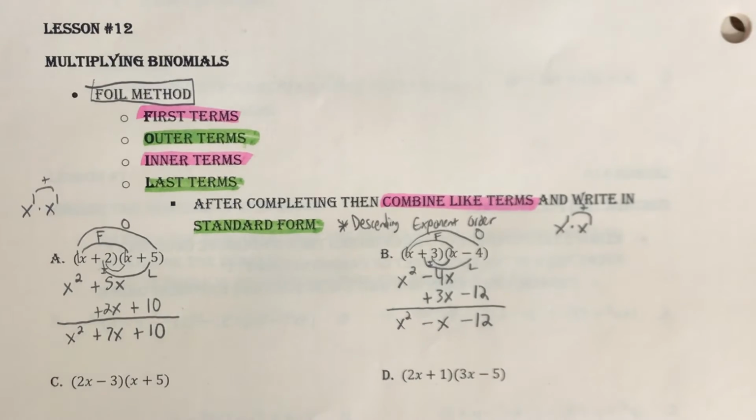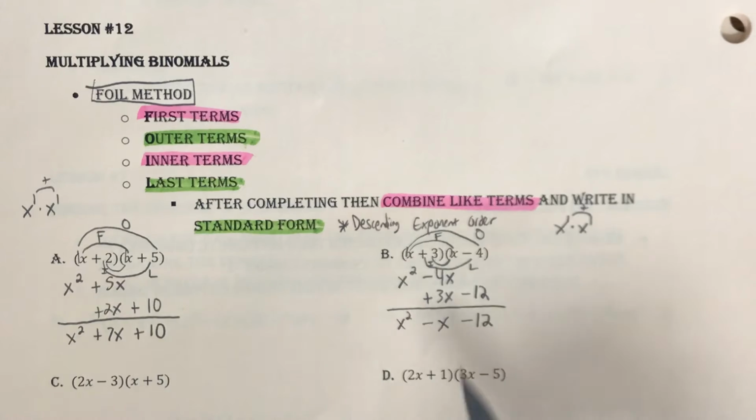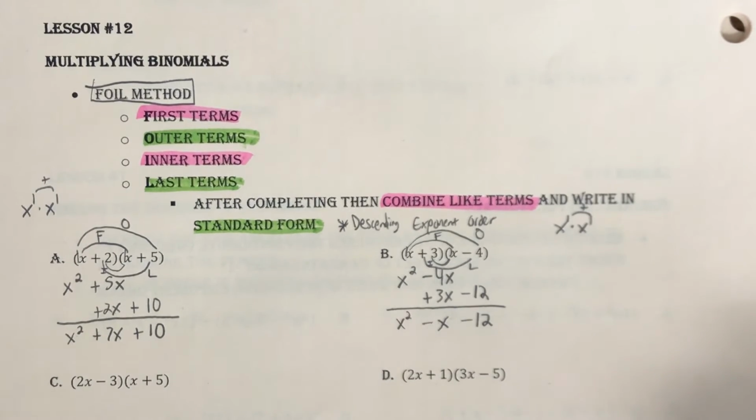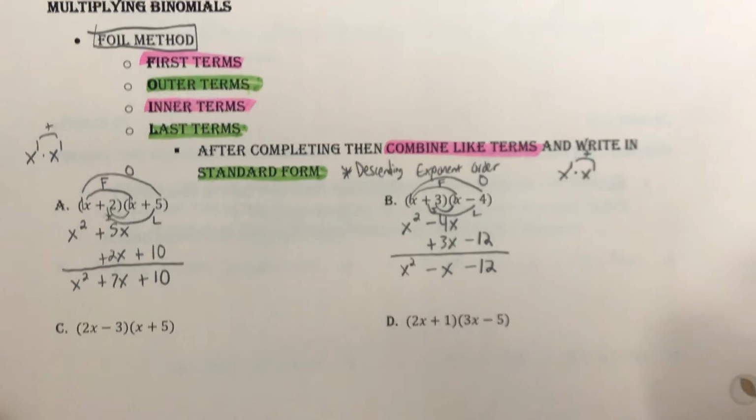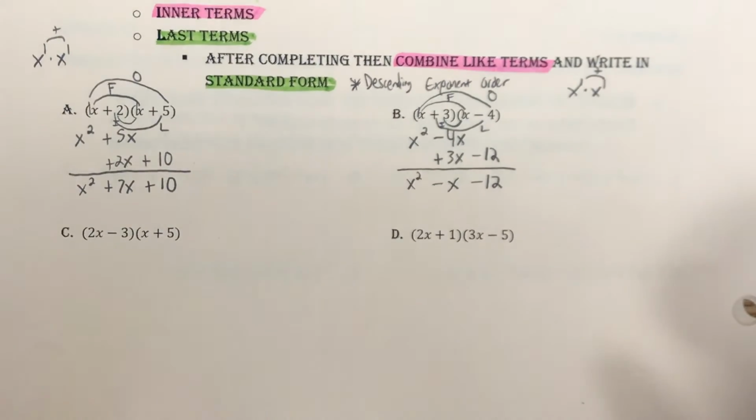Now I noticed when I was multiplying that both of the binomials were in descending exponent order, so this should be in descending exponent order, but let's just make sure. Exponent of 2, exponent of 1, constant at the end, so that is the final answer. All right, well, let me move my paper up just a little bit for example C and example D, and then I would encourage you to try this one on your own.